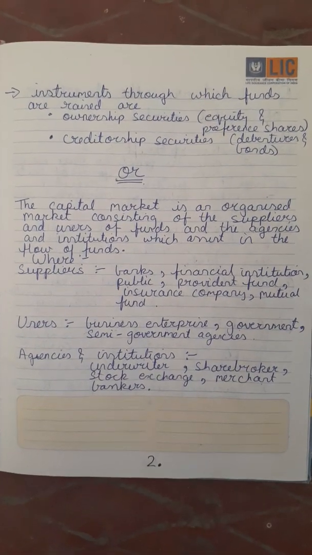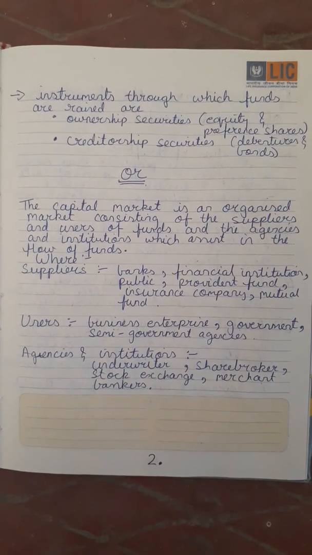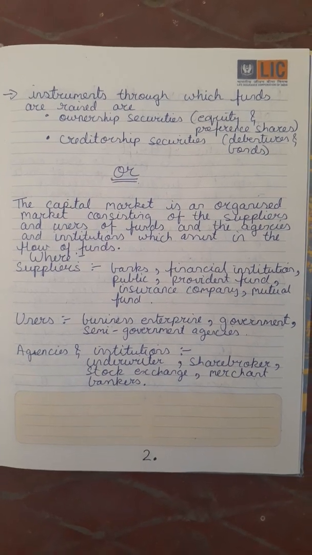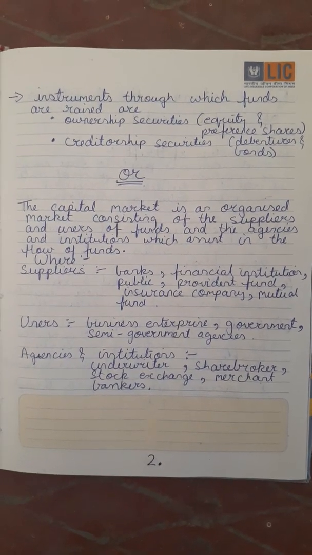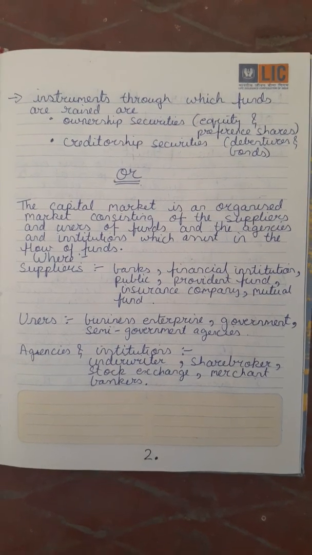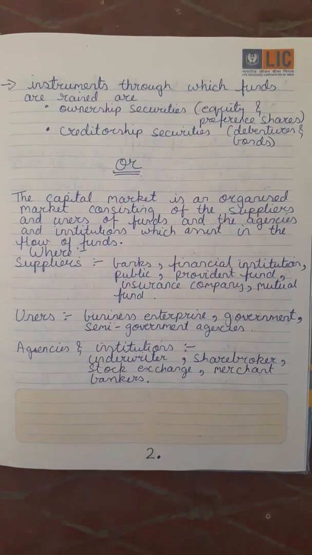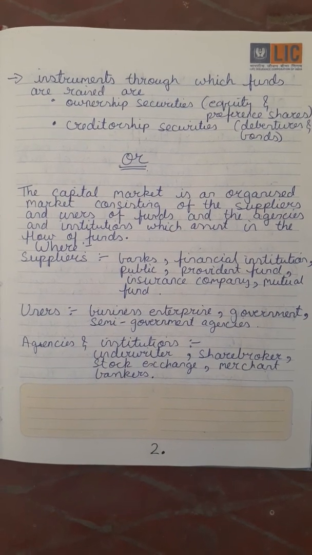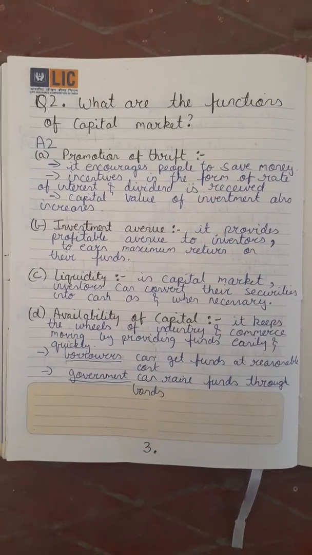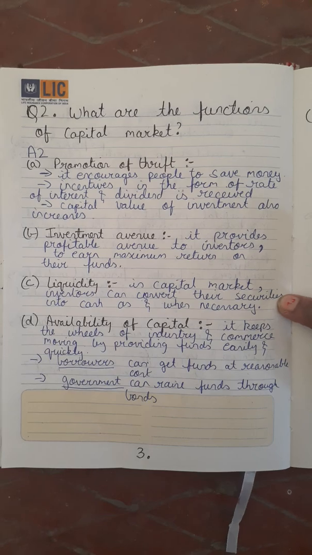Capital market can also be defined as an organized market consisting of the suppliers and users of funds and the agencies and institutions which assist in the flow of funds, where suppliers can be banks, financial institutions, public, etc. Users can be business enterprises, government, etc. And agencies and institutions which facilitate the flow of funds between suppliers and users can be underwriters, share brokers, stock exchange, etc.